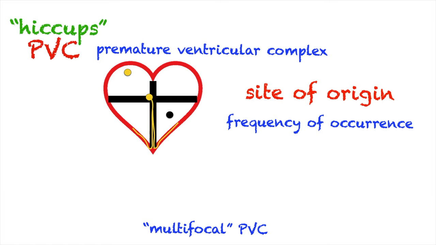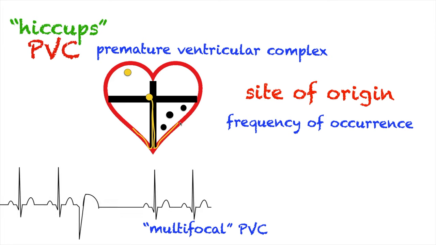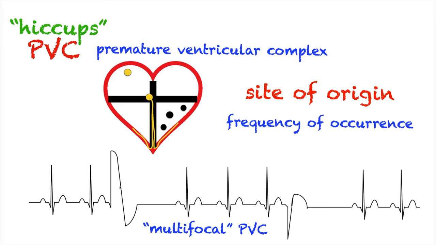On the contrary, we have another classification called multifocal PVCs. These PVCs originate from different sites within the ventricles, right there. When you have multiple foci within the ventricles, your EKG will look something like this. The bizarre looking QRS complexes have different sizes and shapes. That is why multifocal PVCs are also known as polymorphic PVCs.